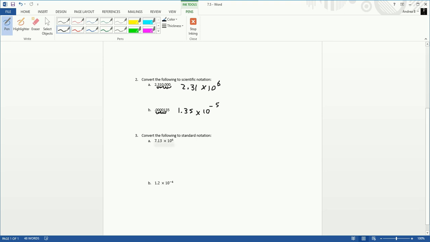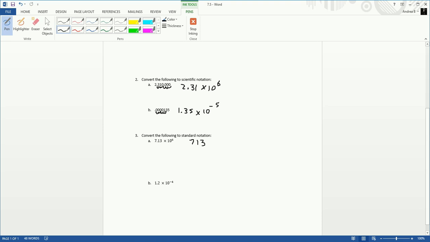For number 3, you're doing the reverse order. This time we have scientific notation that we are converting back to the standard notation, which is what we had in number 2 to begin with. So here in this case we have 7.13. So we have 713. So that would move the decimal point over 2 places so far.